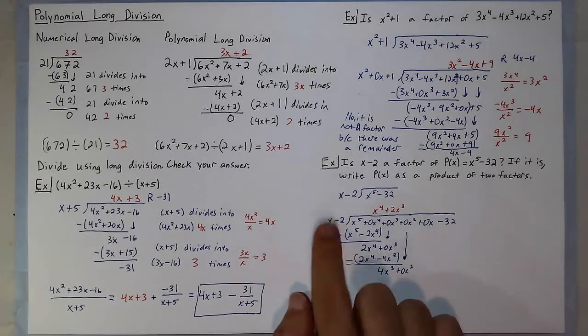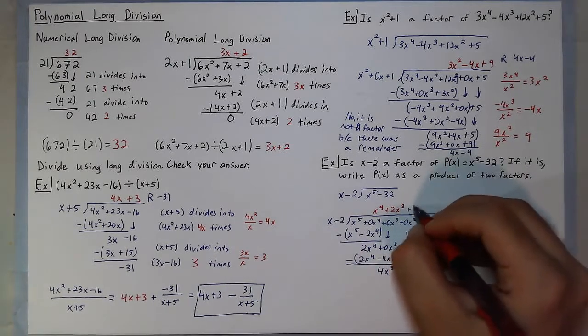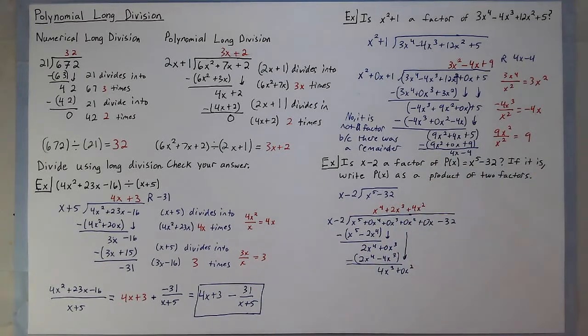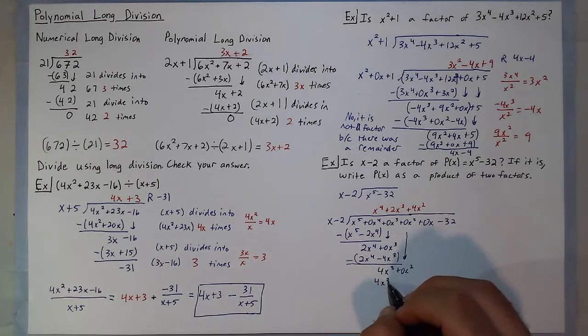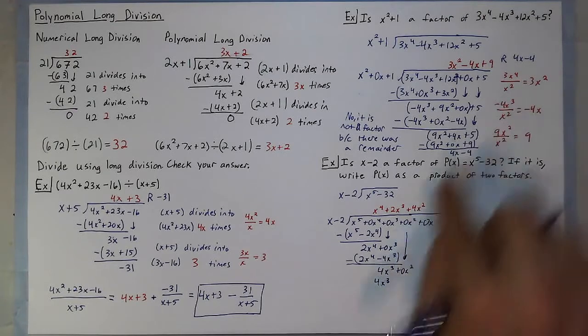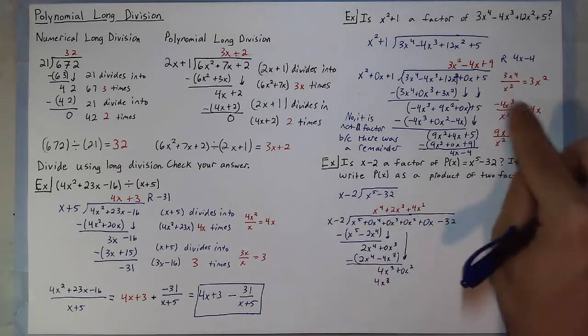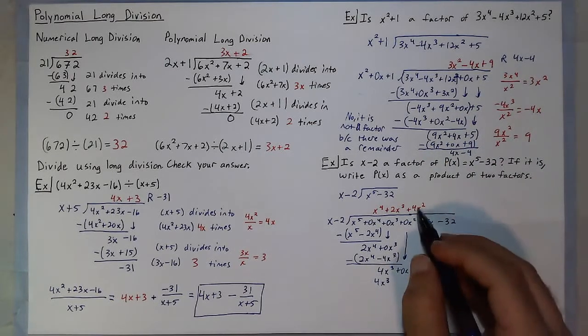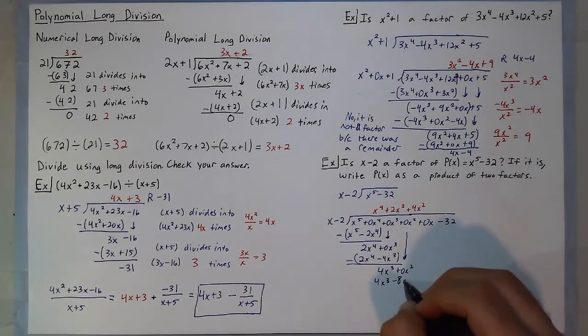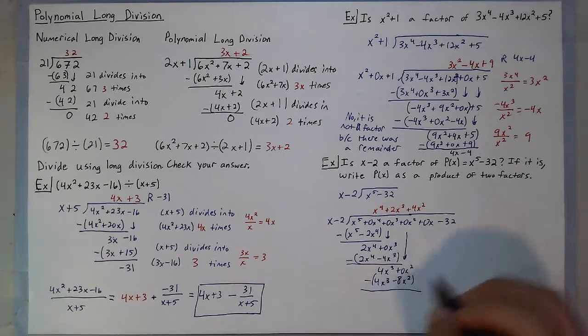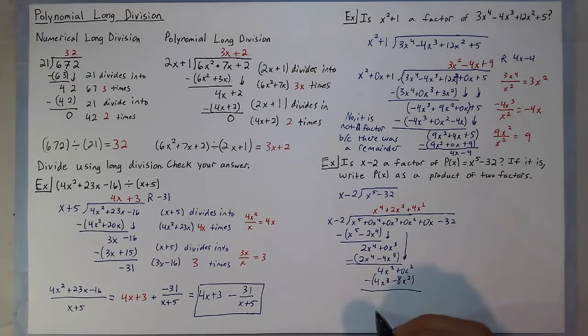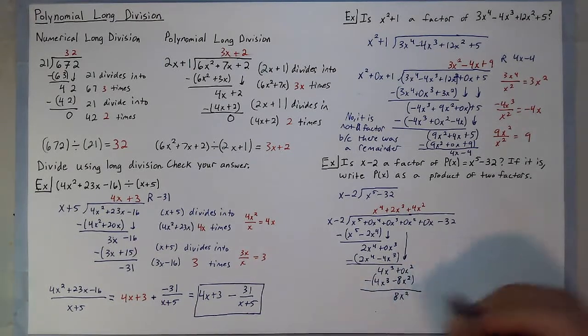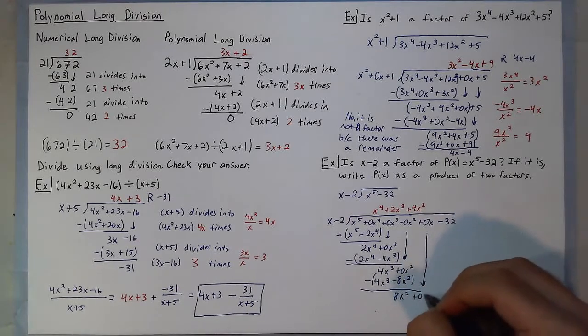And how many times does x go into 4x cubed? Well, 4x squared times, of course. So 4x squared times x is 4x cubed. And in case you're not seeing how I'm getting 4x squared, I'm just dividing 4x cubed by x to get 4x squared, just like I did in the previous step. And then 4x squared times negative 2 is negative 8x squared. Then I'll subtract that. So 4x cubed minus 4x cubed is 0. And 0x squared minus negative 8x squared is positive 8x squared. Then I'll bring down the 0x.